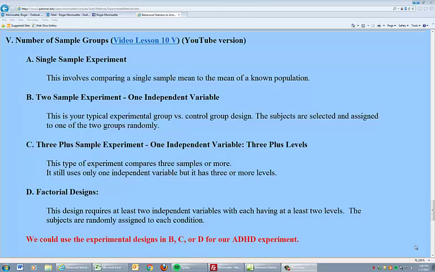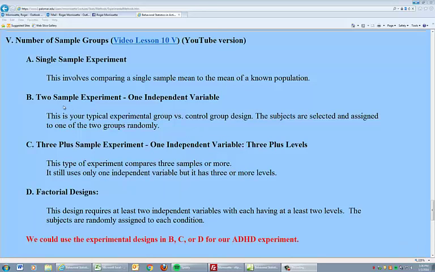Another way you can alter experimental design is by the number of sample groups. We talked earlier in the semester about the relationship between samples and populations. Samples are small subsets of populations, and we usually do our research on samples. Well, every now and then we know some information about the population, and we can compare a single sample to an overall population. When we do that, that's called a single sample experiment.